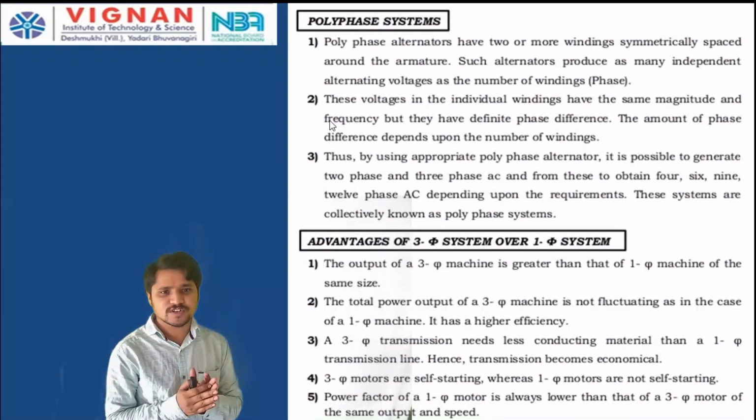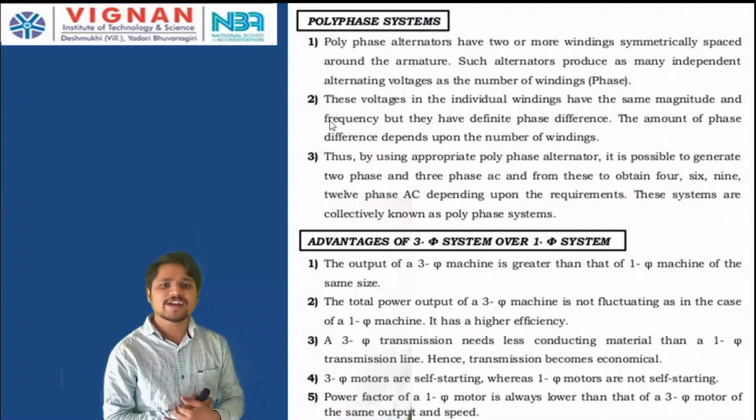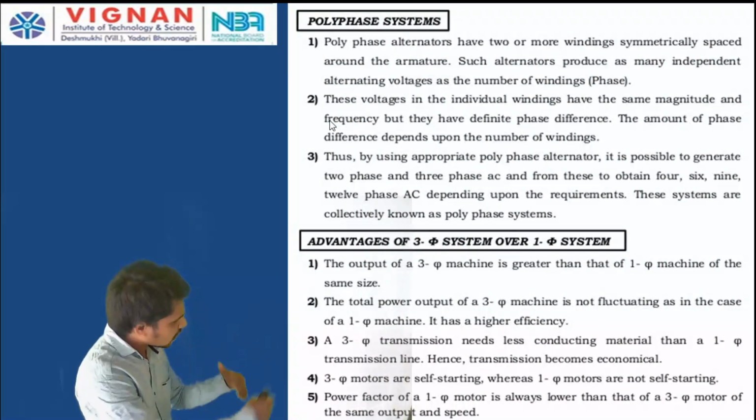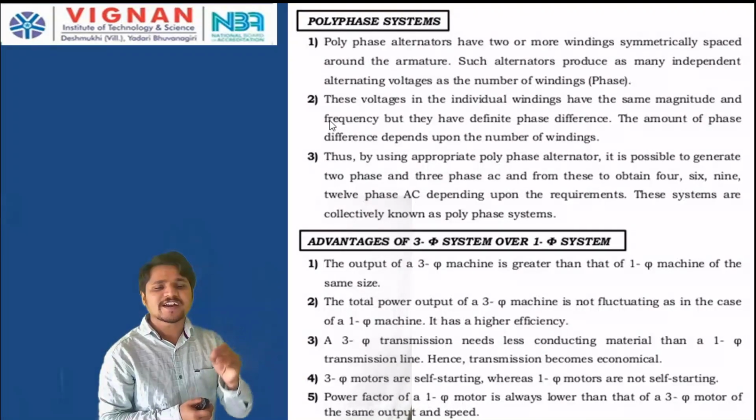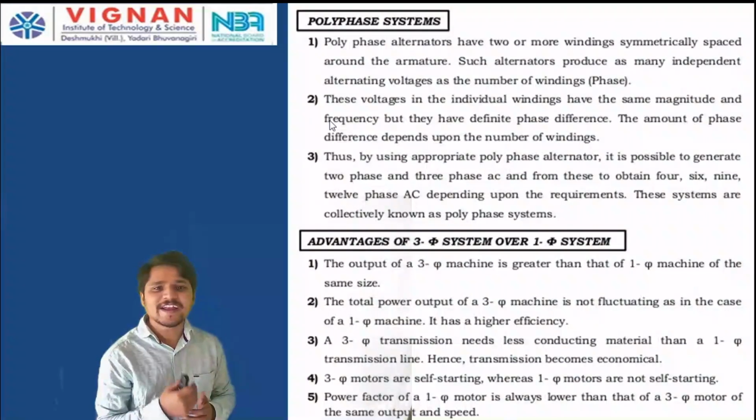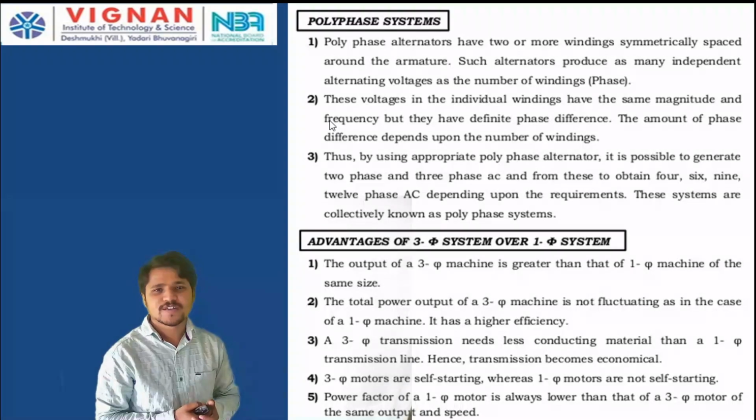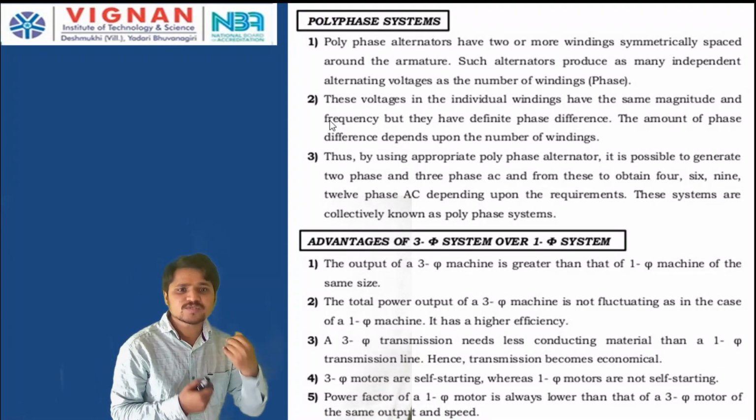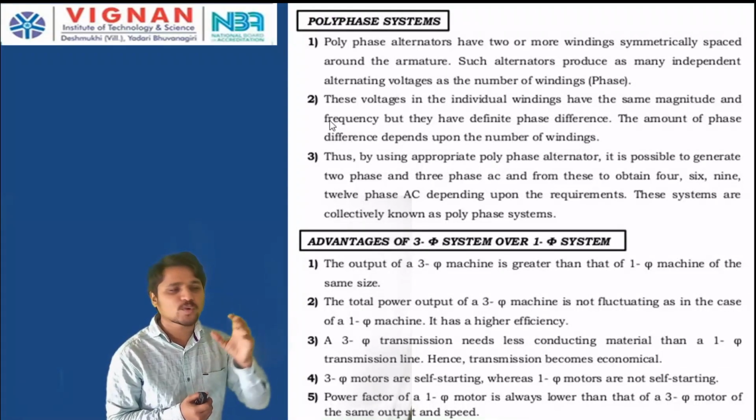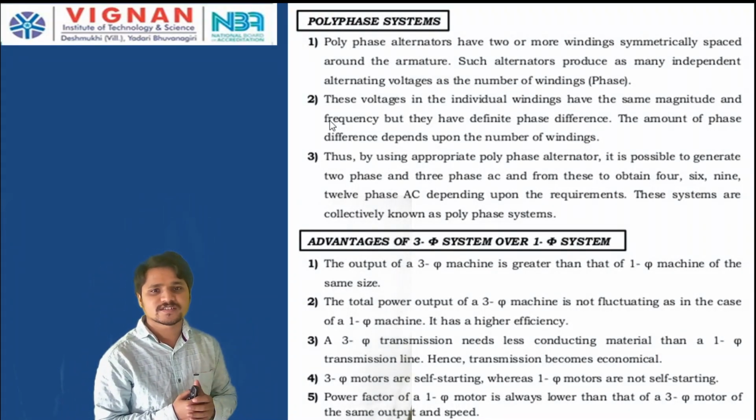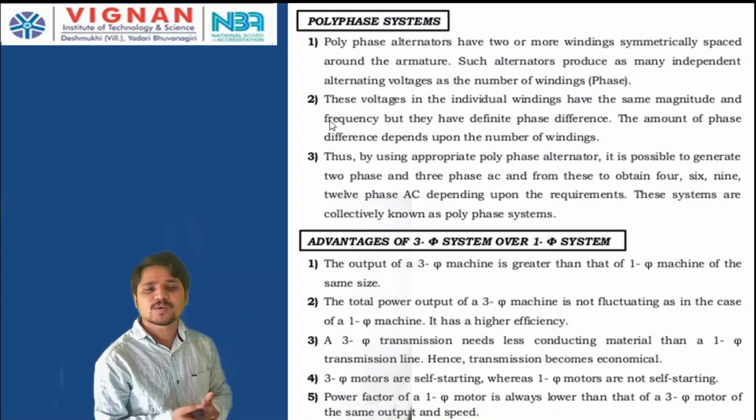So coming to the polyphase system, polyphase alternators have two or more windings symmetrically spaced around the armature. Such alternators produce many independent alternating voltages. That means if you select one phase, it is a single-phase voltage. If you select three phases, three voltages. Six phases, six windings, six phases means six voltages, like that. And these voltages in the individual windings have the same magnitude and frequency, and only the phase displacement is 120 degrees apart.